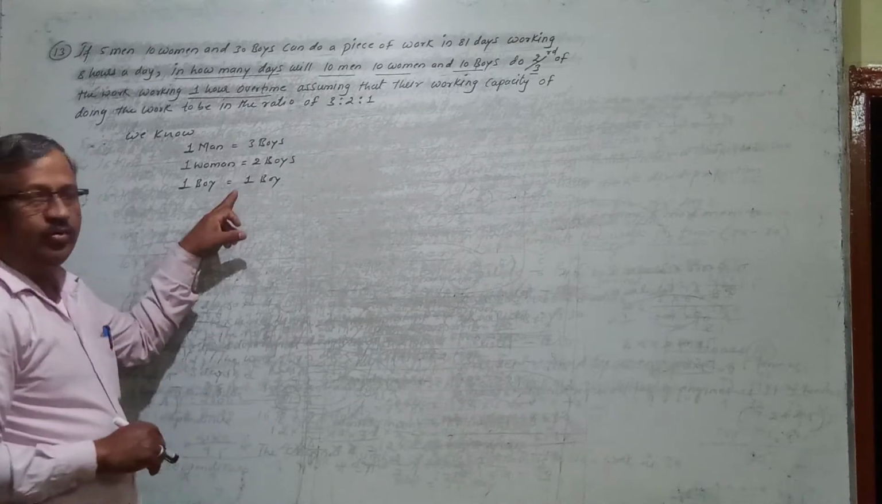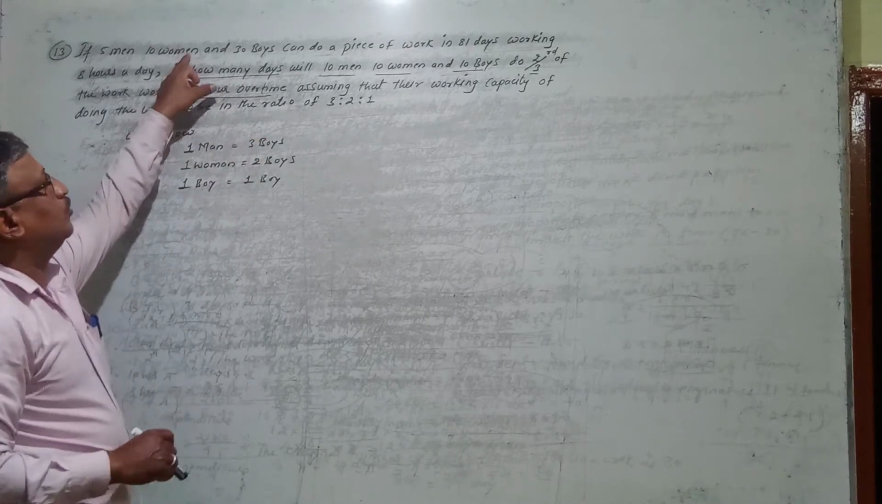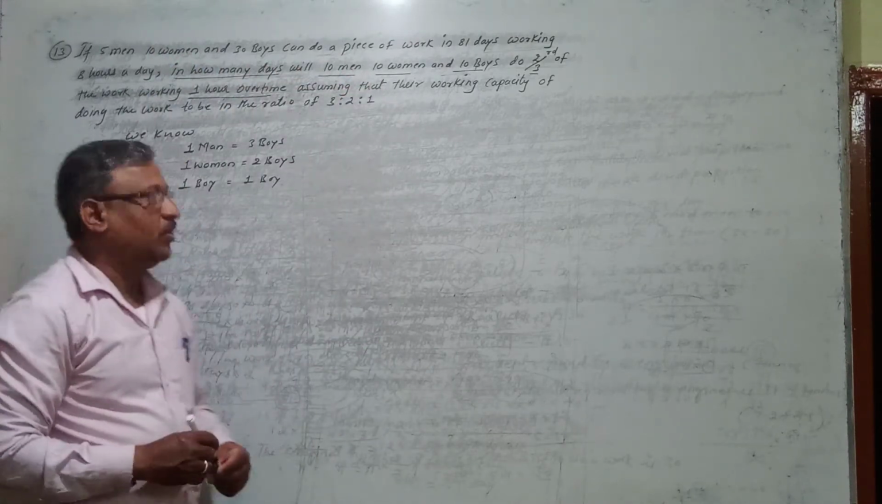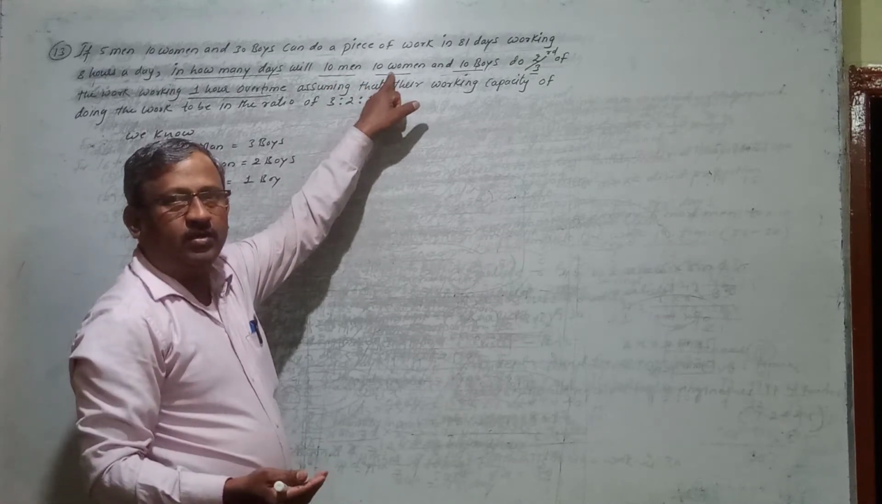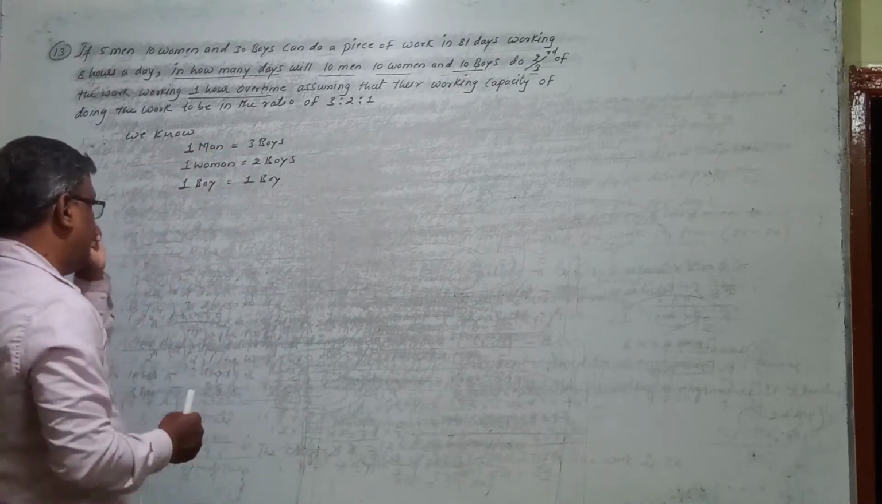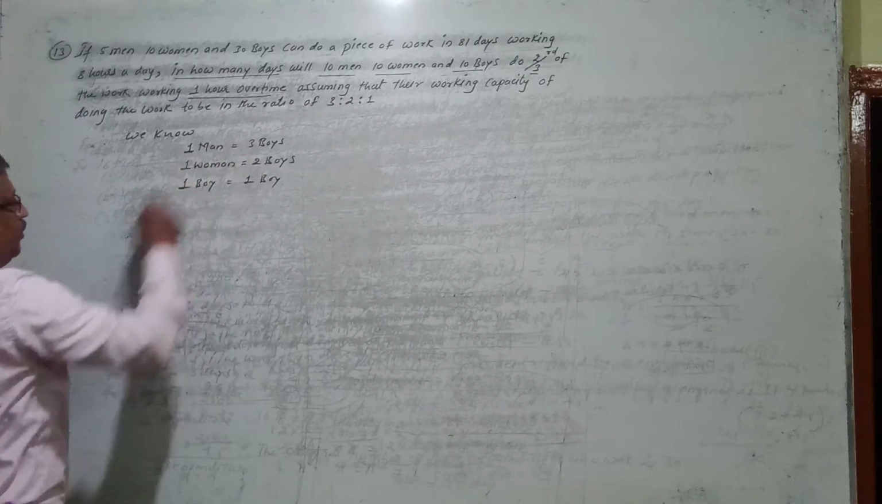Now by taking these ratios into consideration, we have to find out the capacity of both the groups, this group and this group, in the form of boys. So you only have to find out the capacity of men and women in the form of boys. No need to convert boys into boys. So let's first find, in place of 5 men, how many boys we have to employ. For that we have to use the first ratio. So how do you put the equation?